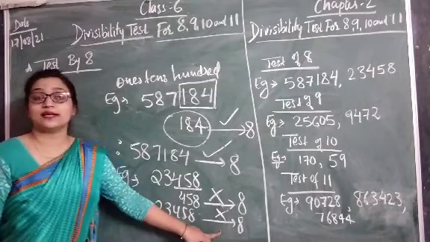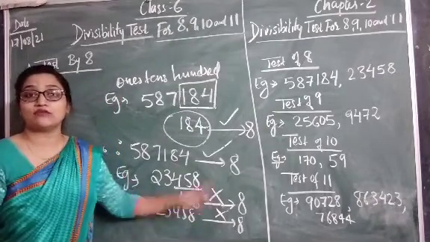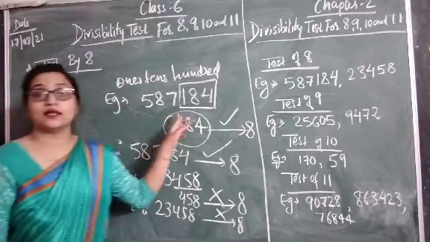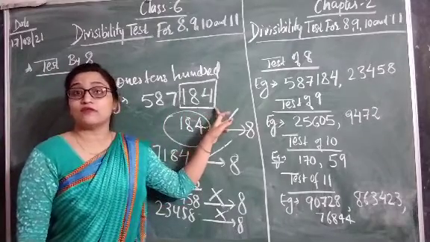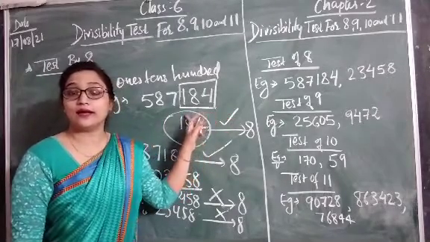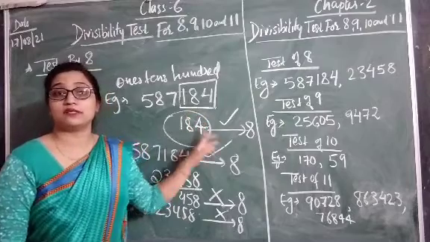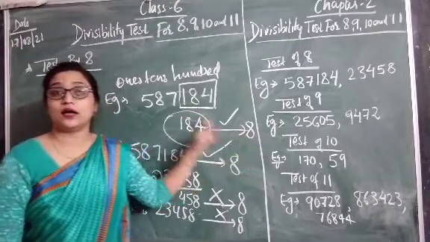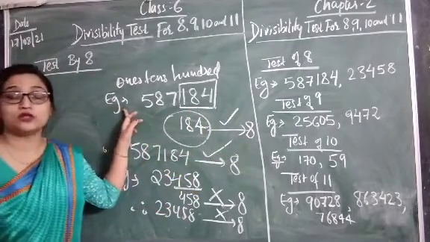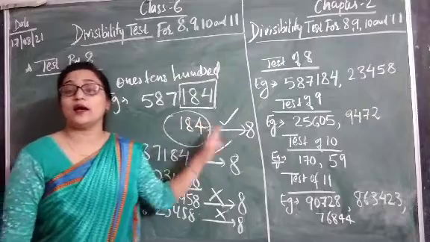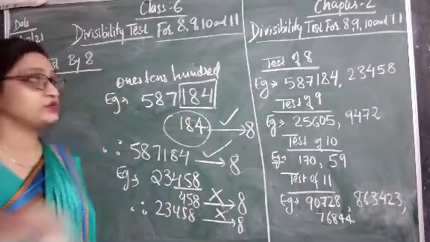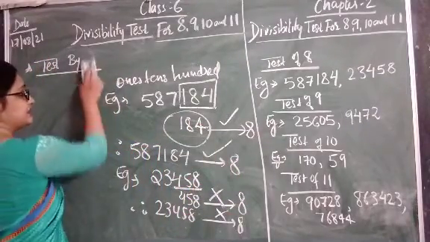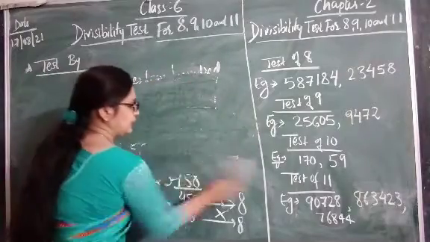Okay, so for the test of 8, what we have to keep in our mind, that the digit formed by its ones, tens and hundred place should be divisible by 8. Then the given number will be also divisible by 8, otherwise not. Okay, now let us move to second one, that is test by 9.